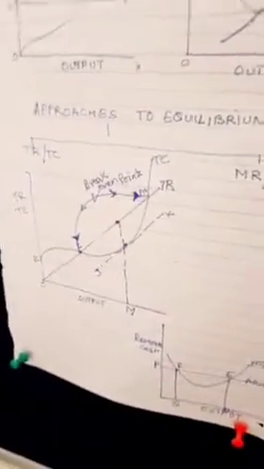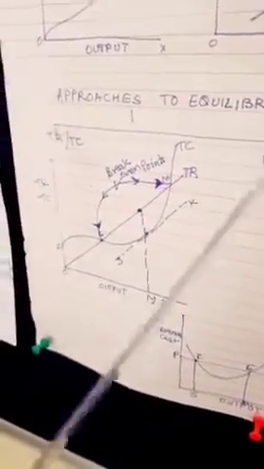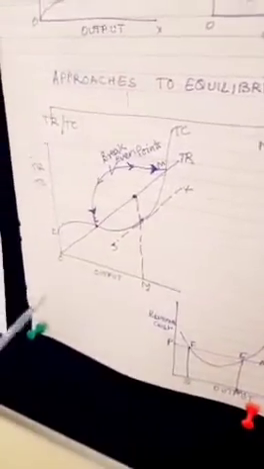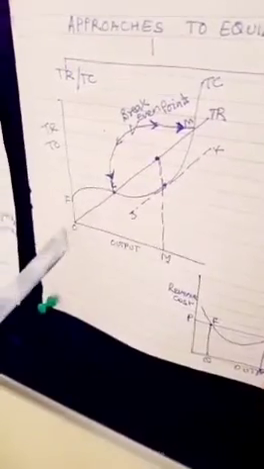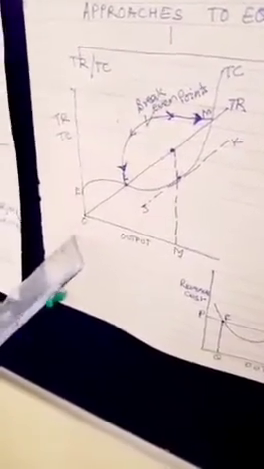So now we come to the approaches to equilibrium of a firm under perfect competition. There are two approaches, TR-TC and MR-MC. So first we will describe the TR-TC approach to equilibrium of a firm.